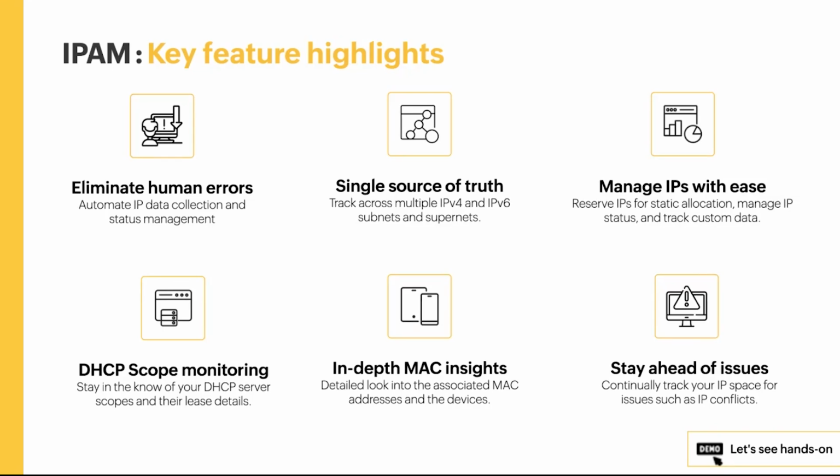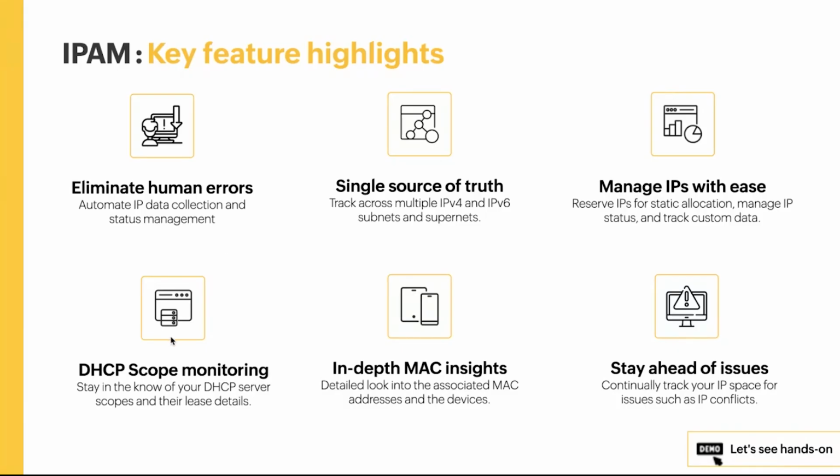And another benefit of this automation is that it gives you a single source of truth. So you can track multiple IPv4 and IPv6 subnets and supernets across your entire network, all from one inventory. And the IPAM module also lets you manage IPs flexibly. So you can reserve IPs for static allocation. You can add custom fields to track specific details for subnets or IPs. And you can categorize addresses based on usage or attributes.